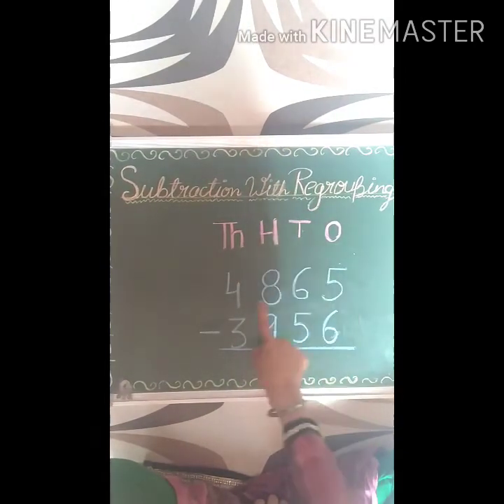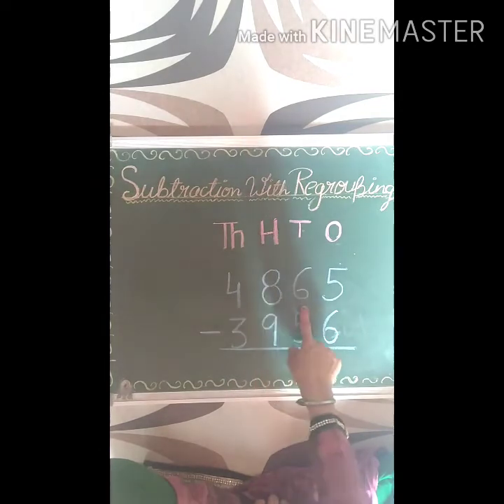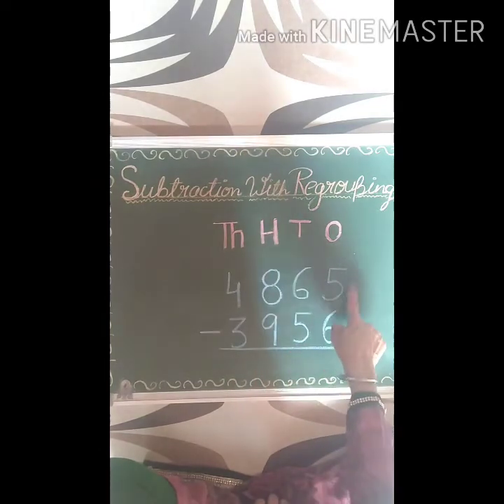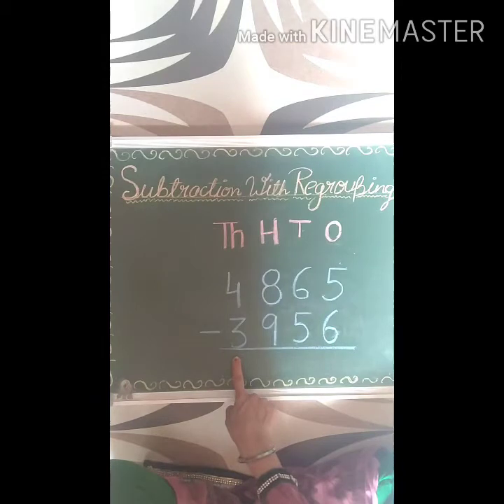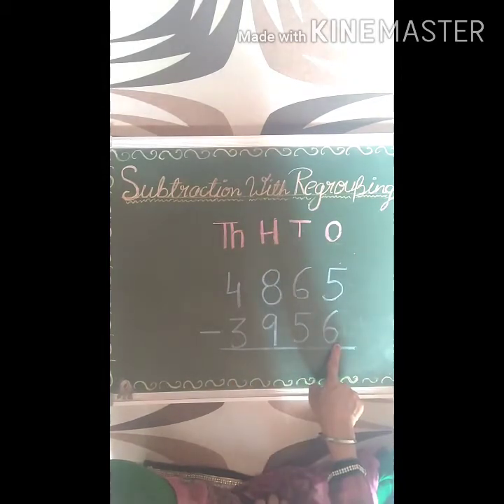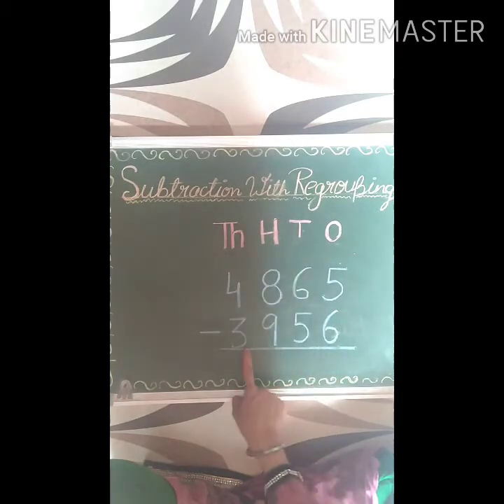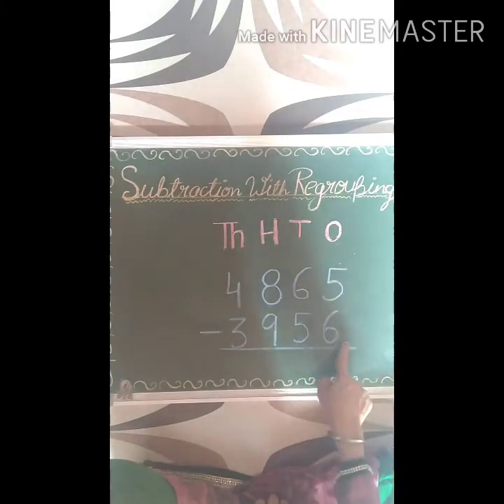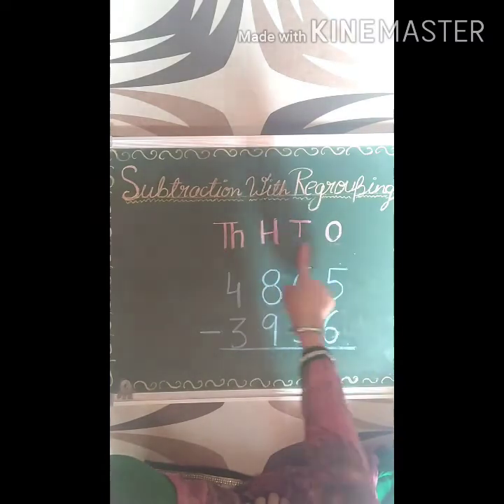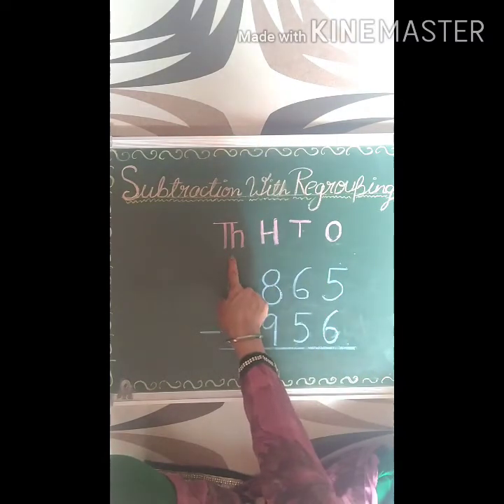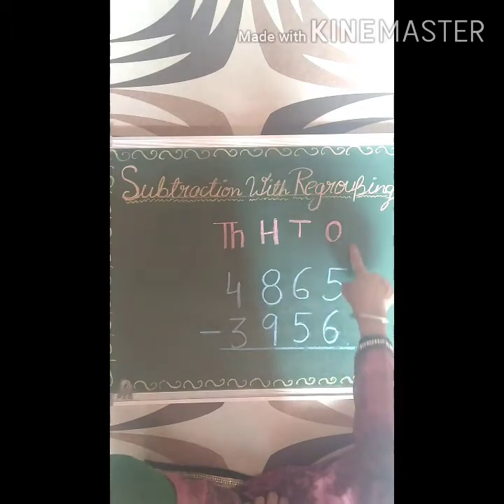Now next example, we take 4-digit numbers. We take 4865 as minuend and it is greater than 3956. So 3956 we write below as subtrahend. Write place value on the above side of the number. Start subtracting from the ones place. 5 minus 6 is not possible.